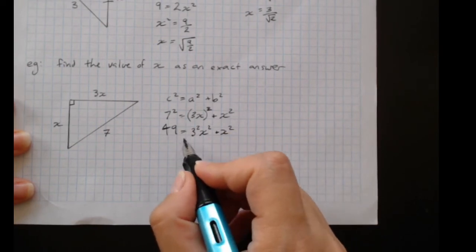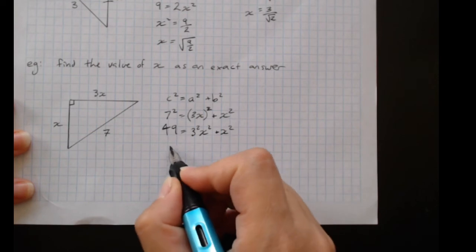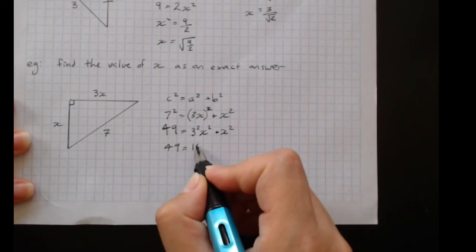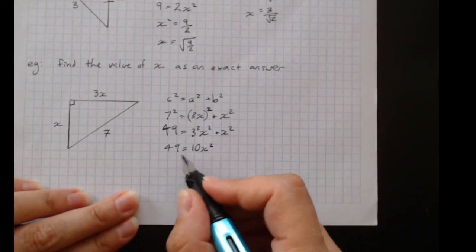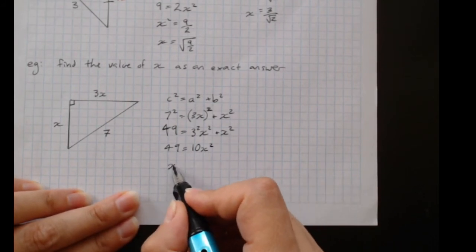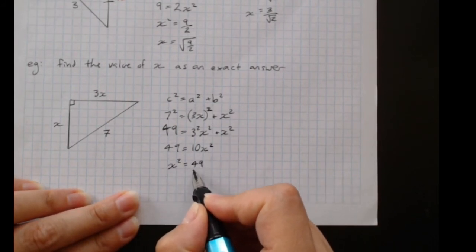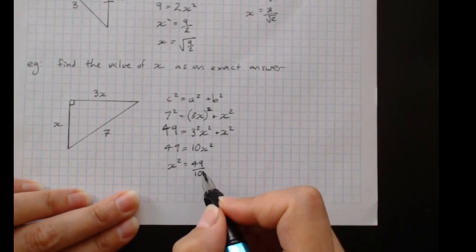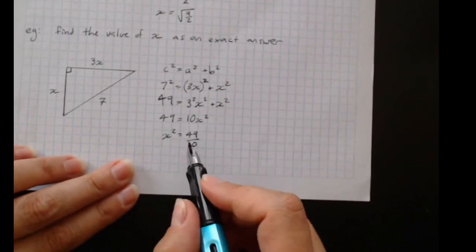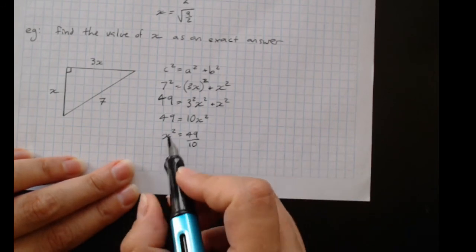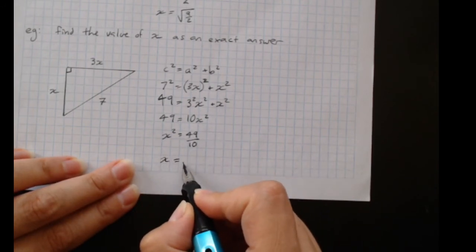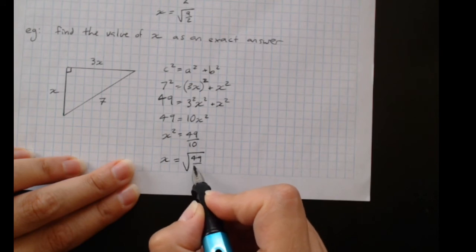So I have 49 equals 9x squared plus x squared, so 49 equals 10x squared. Again, we'll get our x squared to this side, and that will be 49 divided by 10. Keep it as a fraction. Don't go simplifying. Definitely don't make that into a decimal. So x is the square root of 49 over 10.